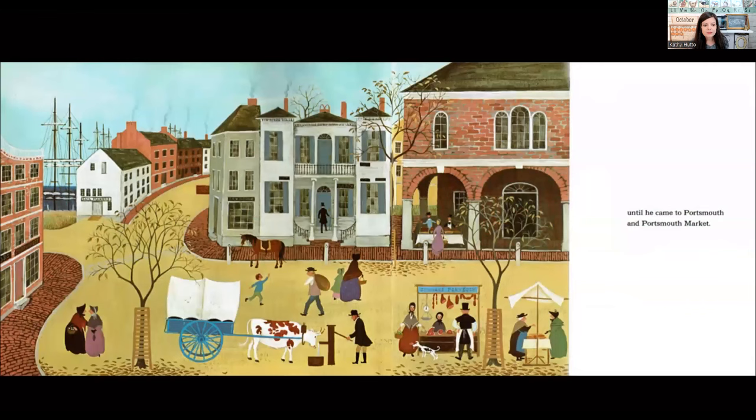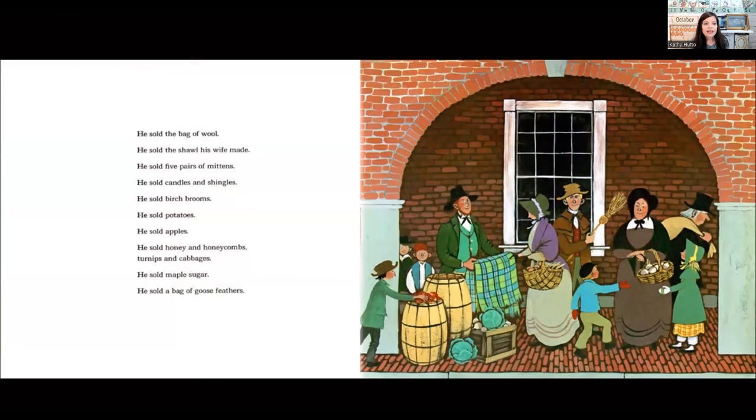He sold the bag of wool. He sold the blanket his wife made. He sold 5 pairs of mittens. He sold candles and shingles. He sold birch brooms. He sold potatoes. He sold apples. He sold honey and honeycombs, turnips and cabbages. He sold maple sugar. He sold a bag of goose feathers.